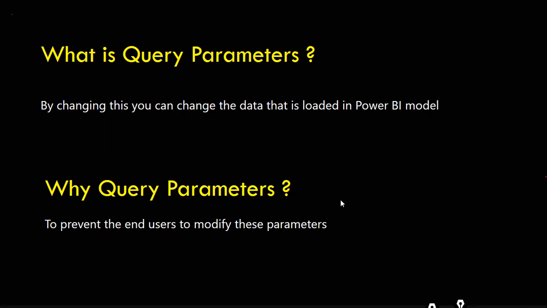So why do we need to use this one? One reason is we want to prevent the end report users from modifying these parameters. Number two, importantly, we want to restrict the users to view only the data which they intend to see. For example, you are the North region manager. You are supposed to see the North region data only. Let's say you are very particular about the sales performance of your region, so you are supposed to see only the North region.